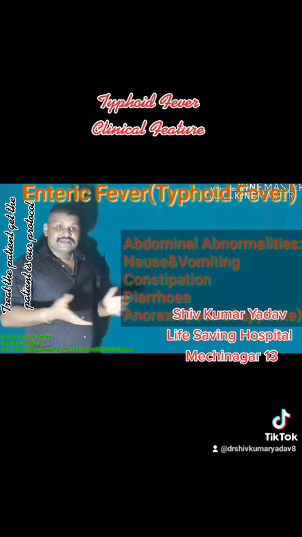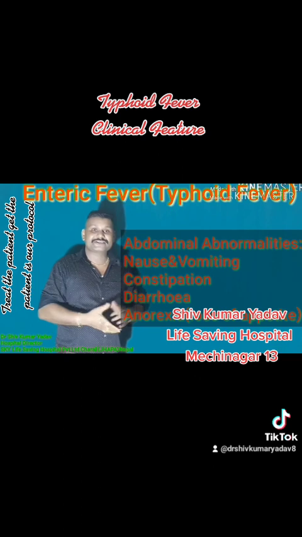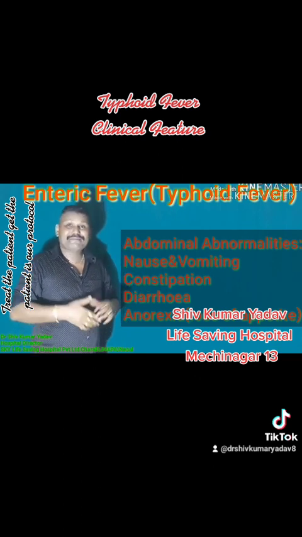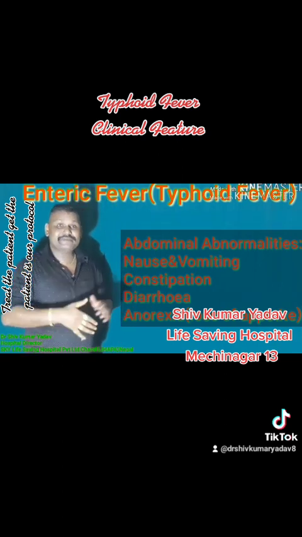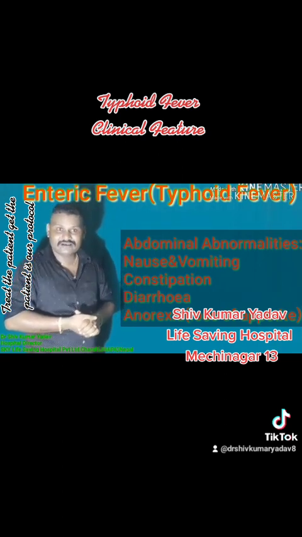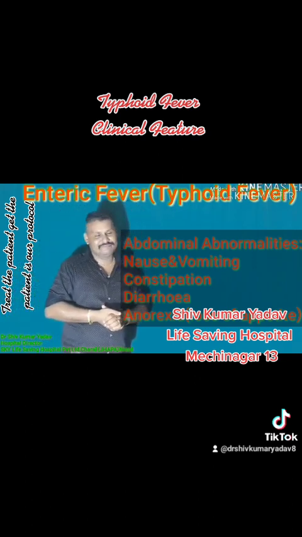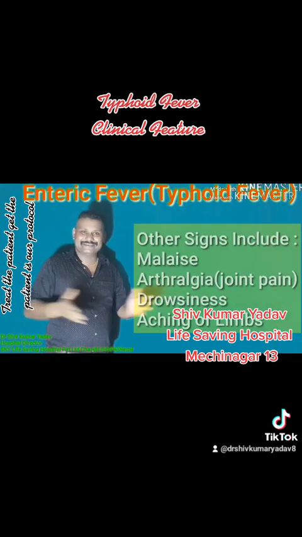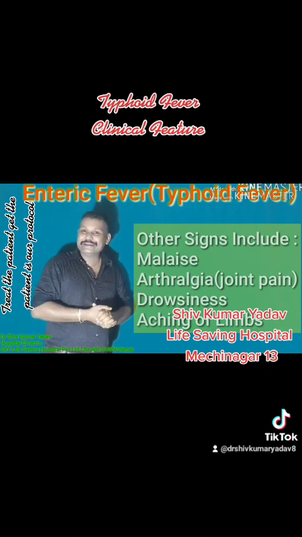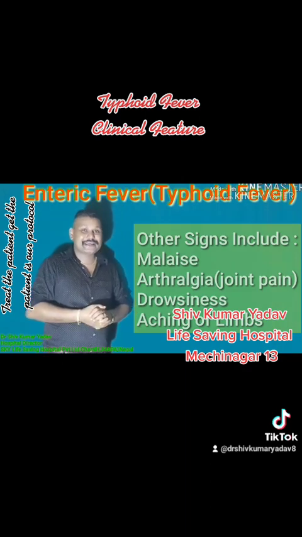In case of abdominal abnormality, the patient may have diarrhea. The patient might feel constipation. The patient might have anorexia, meaning loss of appetite. And the patient might feel nausea and vomiting. Other signs include myalgia, joint pain and arthralgia, drowsiness and itching of the limbs.